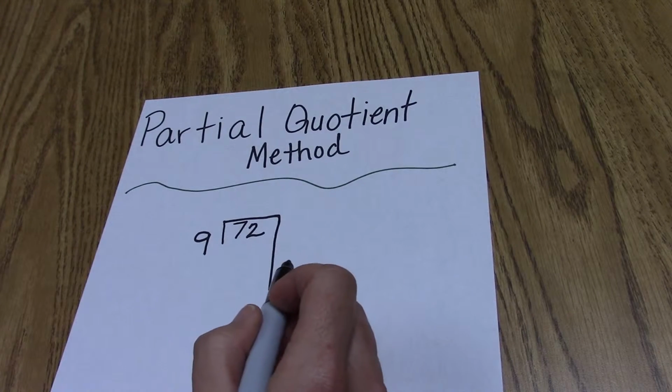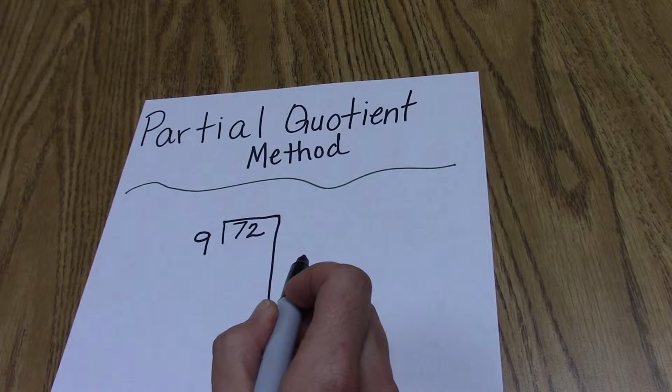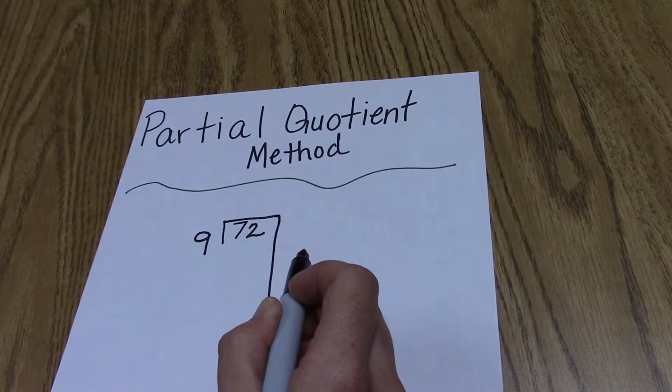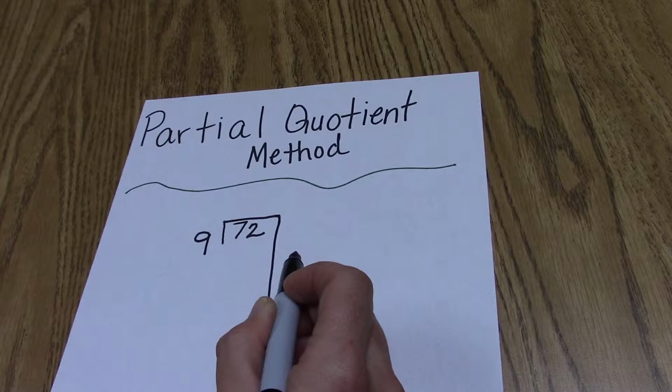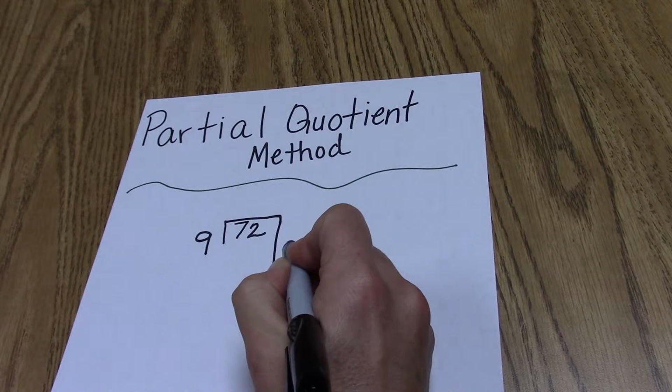So over here on this side, I'm going to think to myself, well, I know, let's see, 9 times 1 is 9, 9 times 2 is 18, 9 times 3 is 27, 9 times 4 is 36. Oh, I even know 9 times 5 because that's a 5 fact. 9 times 5 equals 45. I think I'm going to start there.